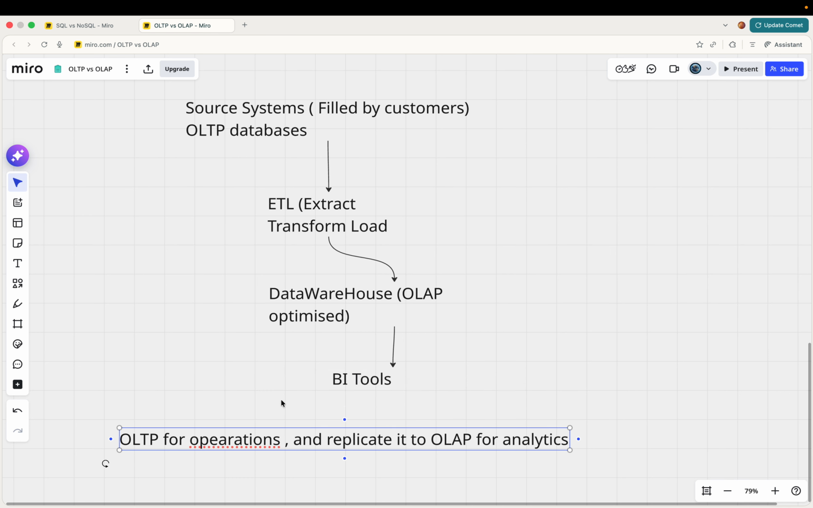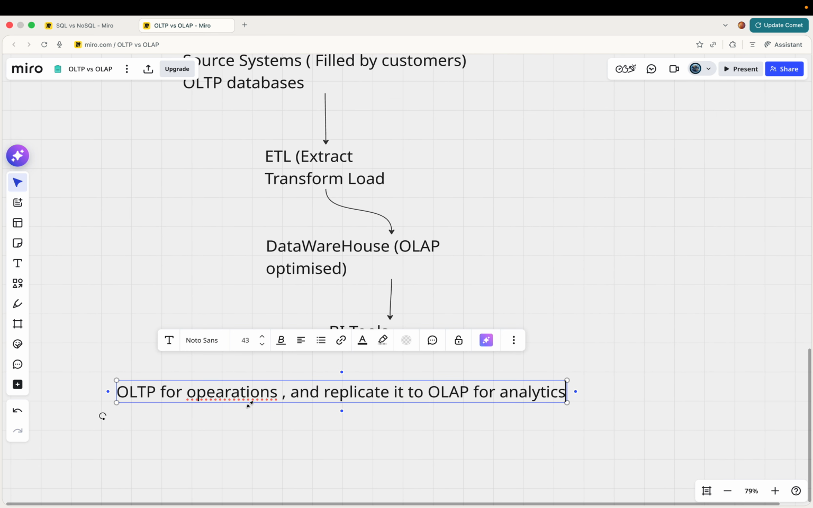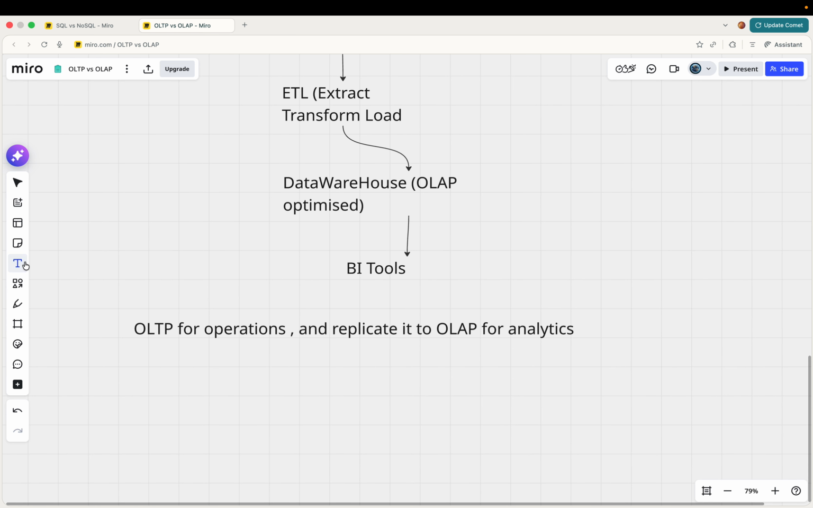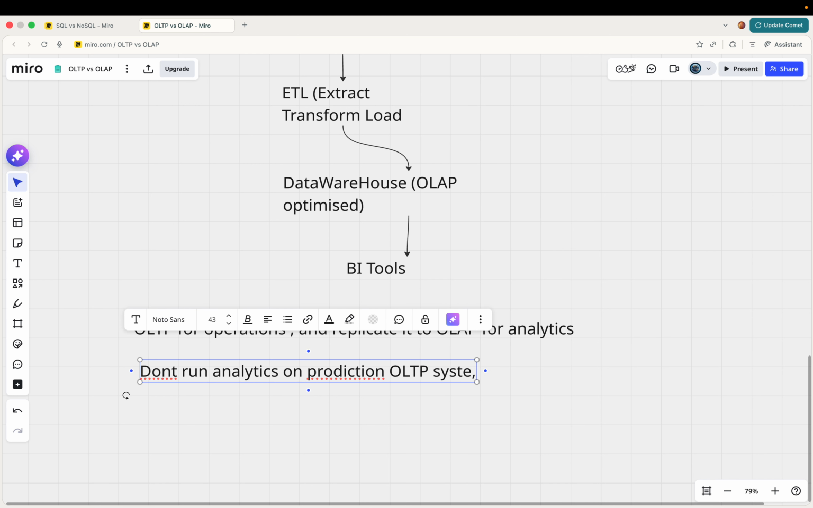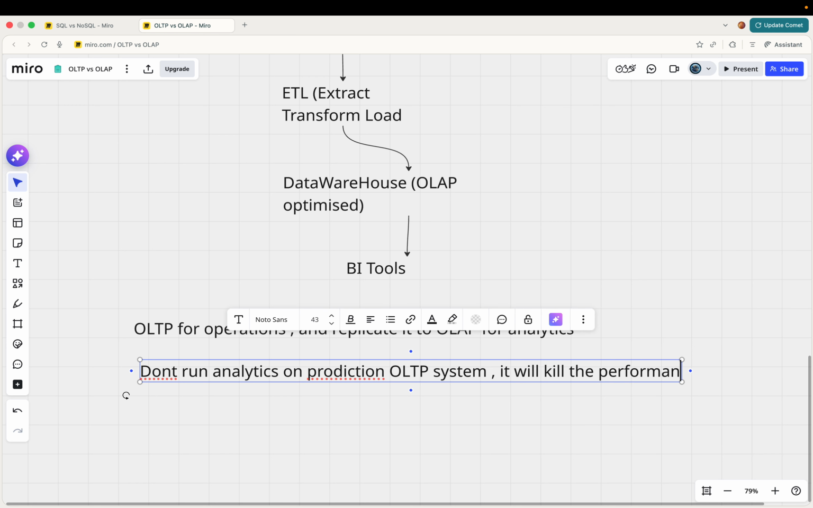The ETL pipeline moves data from OLTP to OLAP, and generally this is the thumb rule: don't run analytics on production OLTP systems. What happens? It will kill the performance. I think you got the gist there.